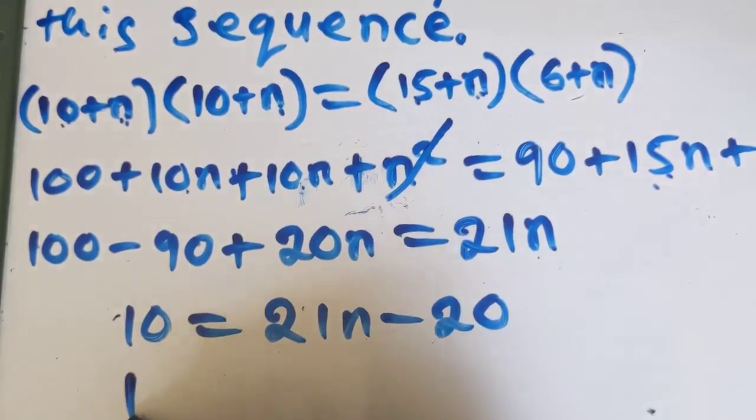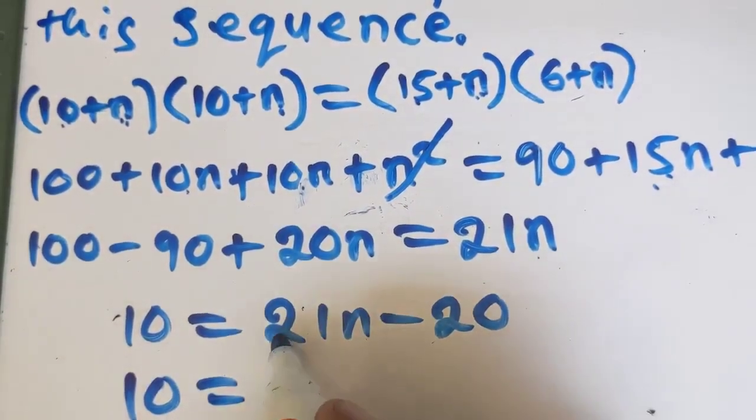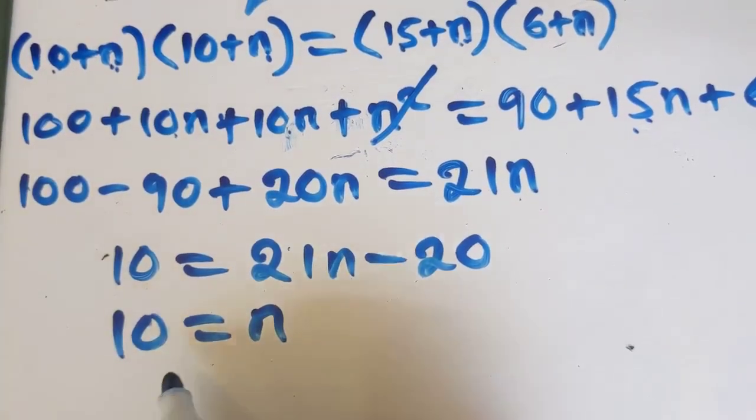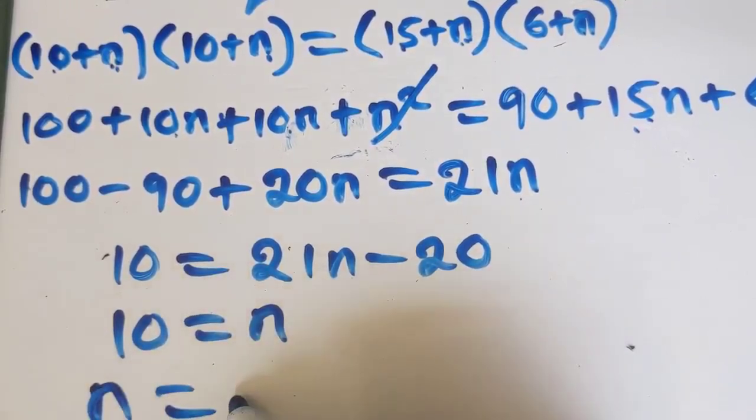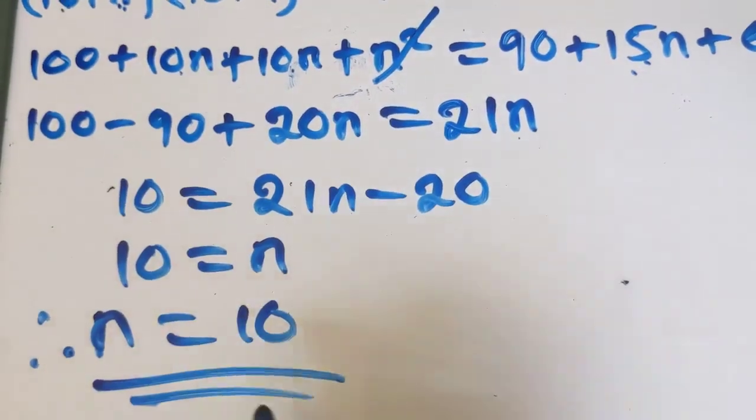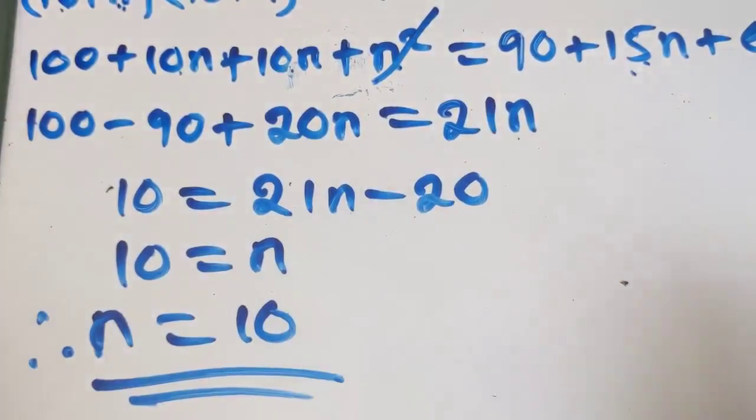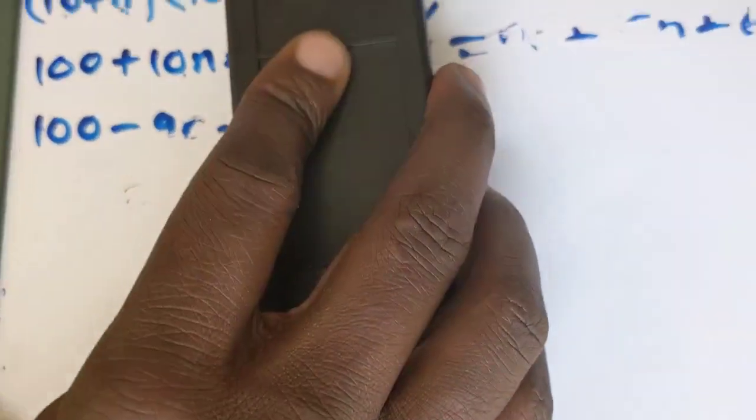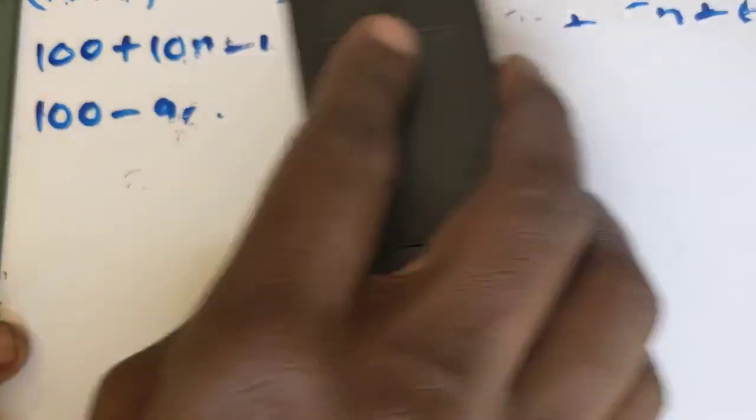Then when you do 21n minus 20, that is going to give you n. So n is equal to 10. This is the value for n. That is how you find the value for n, as simple as that. I'm sure you now know how to find the value of n.